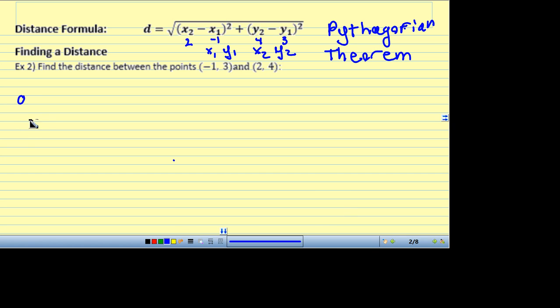So D equals square root of 2 minus -1, quantity squared, plus 4 minus 3, quantity squared. Remember, it's all under a square root.